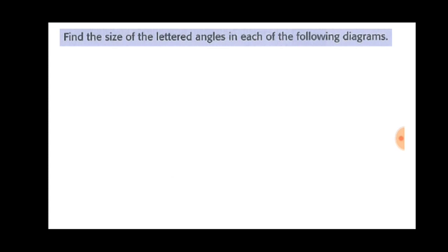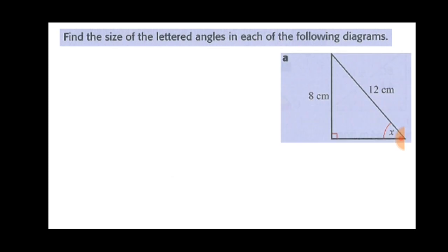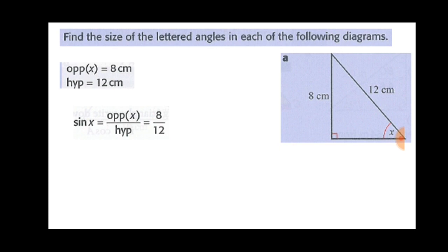Find the size of the lettered angles in each of the following diagrams. We need to find angle X. Opposite and hypotenuse are given. Opposite of X is 8 centimeters and hypotenuse is 12 centimeters. We can use sine ratio. Sine of X is equal to opposite of X over hypotenuse, which is equal to 8 over 12. To find X, X is equal to sine inverse of 8 over 12. Using the calculator, we can find its value as 41.8 degrees.